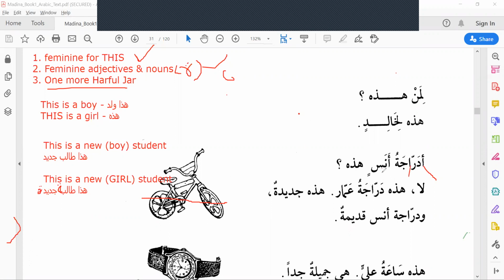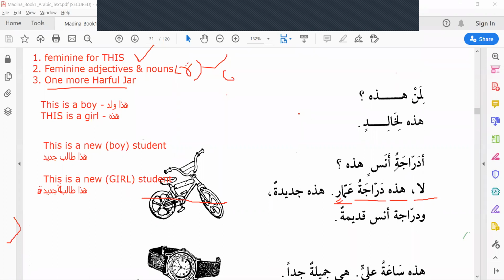Mudaf and mudafun ilayhi. Okay. Darrajatu, bicycle. Adarrajatu anasin hadihi. Is this Anas's bicycle? La, no. Hadihi darrajatu ammarin. Why ammarin? Mudafun ilayhi. This is Ammar's bicycle.